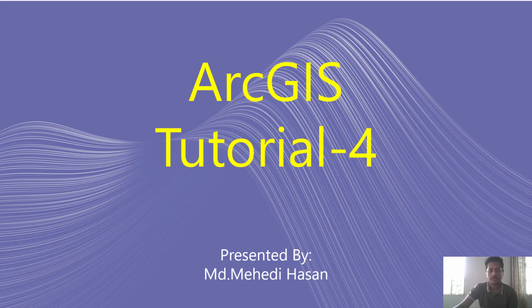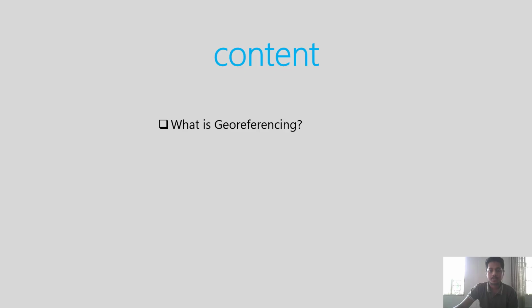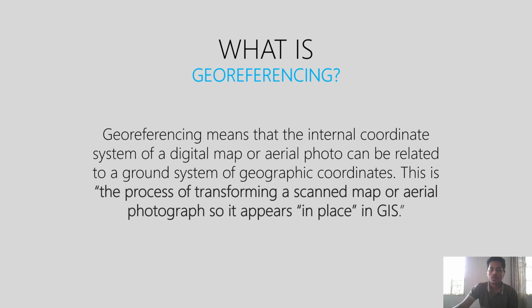Let's see today's content. Today we'll learn what georeferencing is and how to georeference a raster map in ArcGIS. Georeferencing means that the internal coordinate system of a digital map or aerial photo can be related to a ground system of geographic coordinates. This is the process of transforming a scanned map or aerial photograph so it appears in place in GIS.